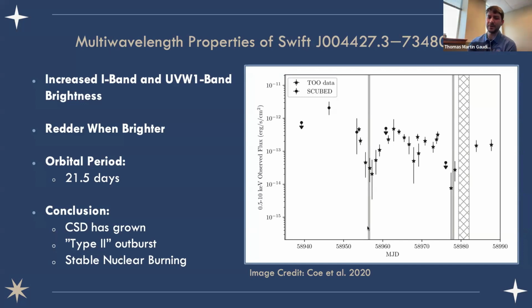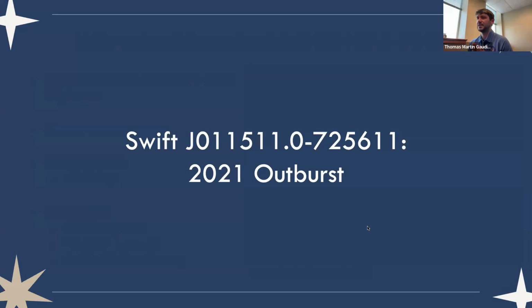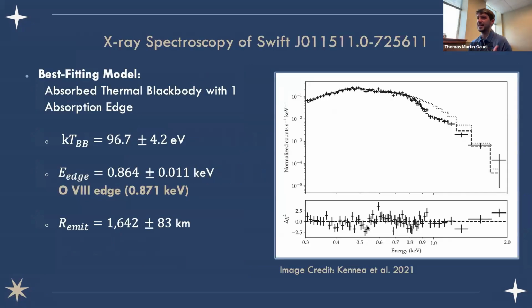Let's talk about another outburst, which is going to have some similar properties. This is our 2021 outburst. So within a year of S-Cube detecting its first BE white dwarf system, it is able to detect a second, and it's going to be able to detect a second with an even more detailed X-ray spectrum, which gives us even more information that we can derive from the fit.